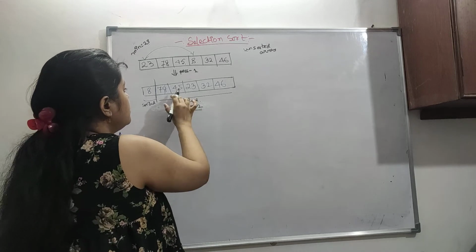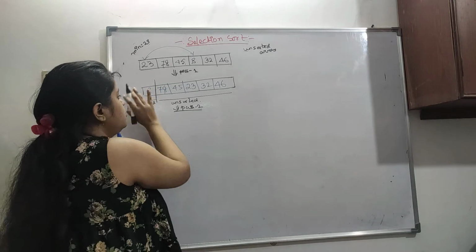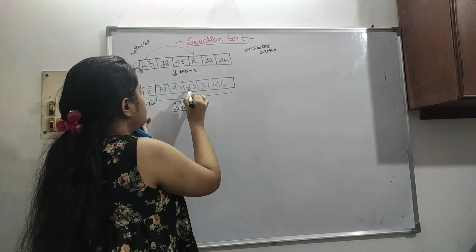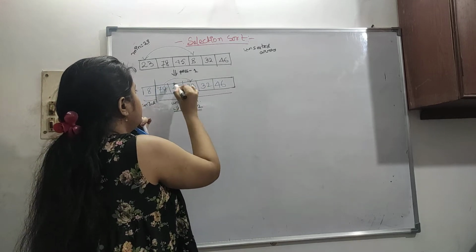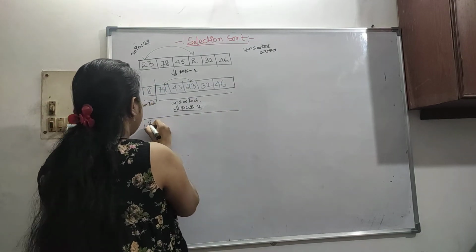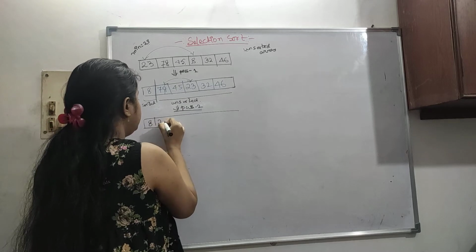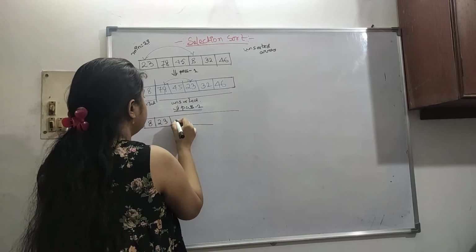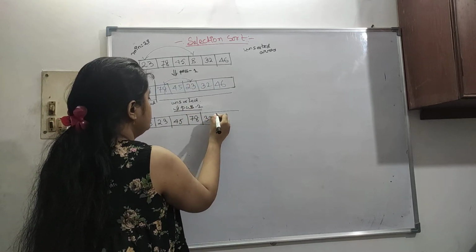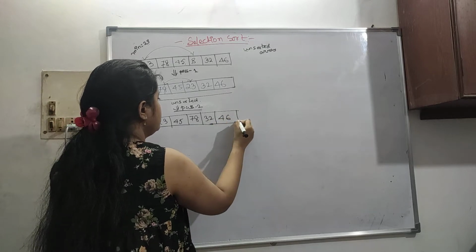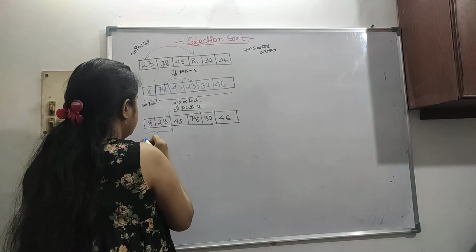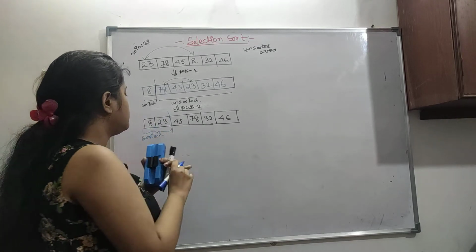So pass 2. 8 is already done, so no need to check 8. Now 78 has to be changed with the actual minimum element. So among these, which one is the minimum element? 23. So 78 and 23 will be swapped. So after pass 2, what is coming? 78 will be swapped with 23. Then 23, then 45, 78 will come here, then 32, then 46. So up till here it is sorted.